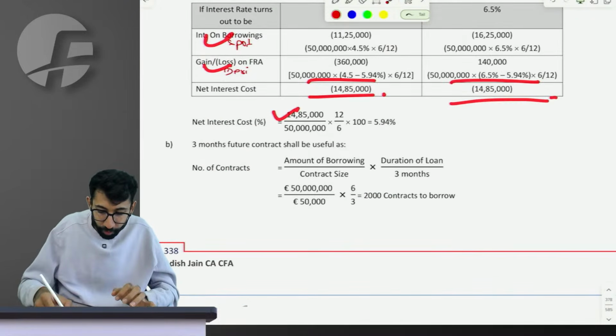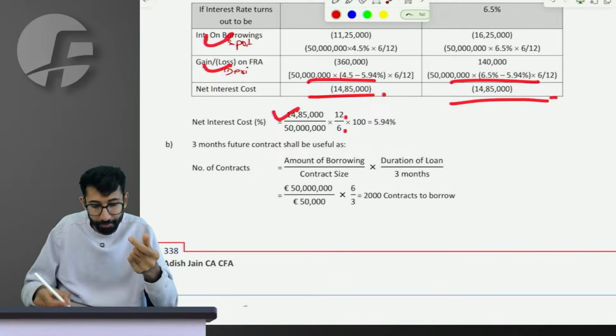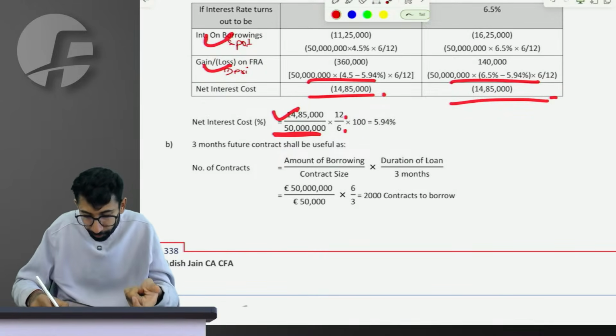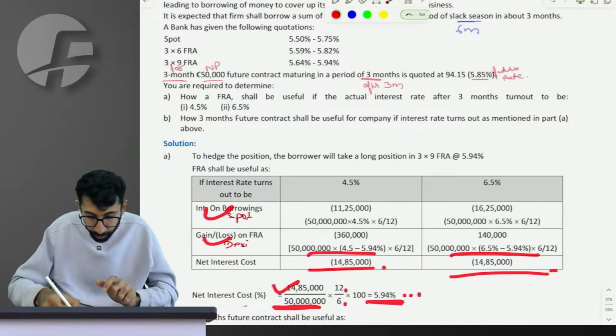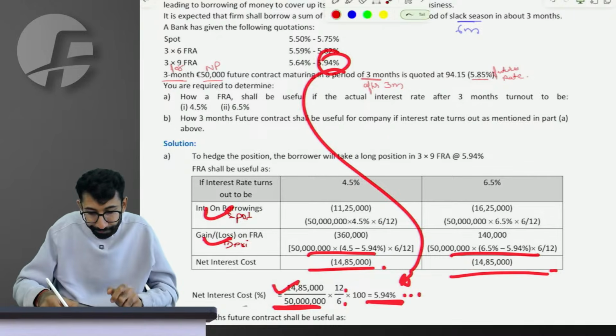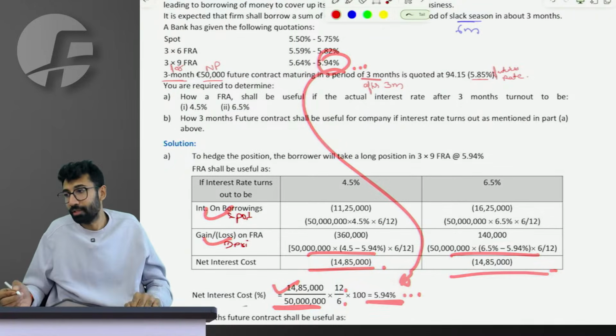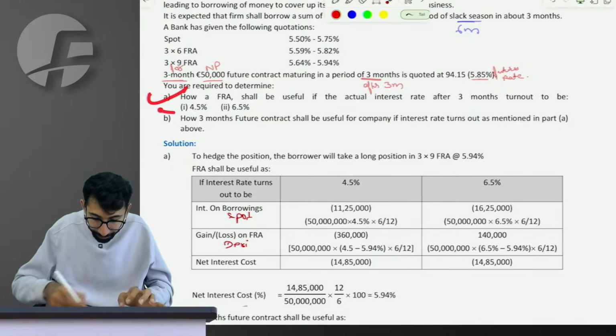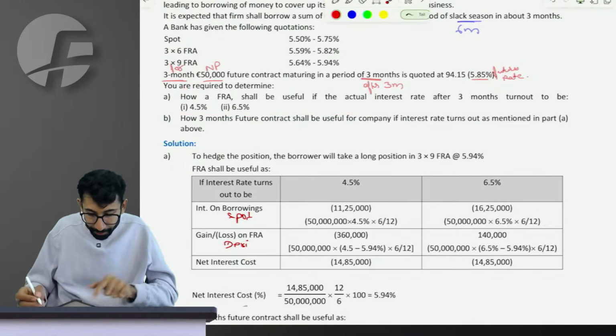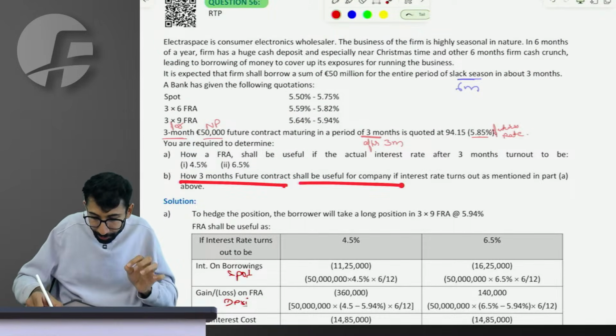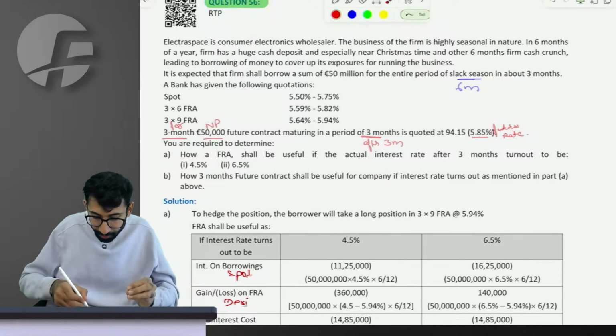Yes, 1485 you paid over a period of 6 months. So annualized, on a principal amount of 50 million, it becomes 5.94%. Effectively, you are ending up paying the rate equal to the FRA rate only, nothing more than that. That I've explained, the first part. Sir, second part: how shall a 3-month future be useful if the company's interest rate turns out to be the same?